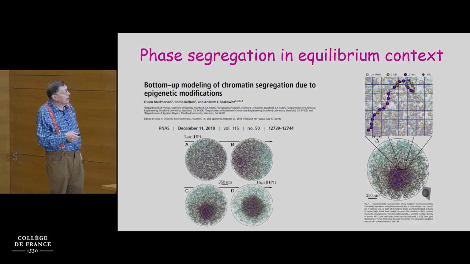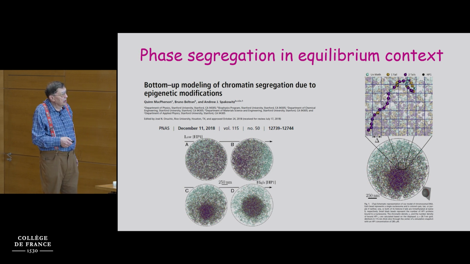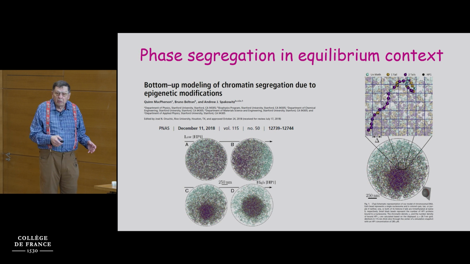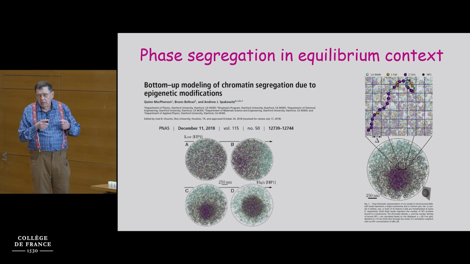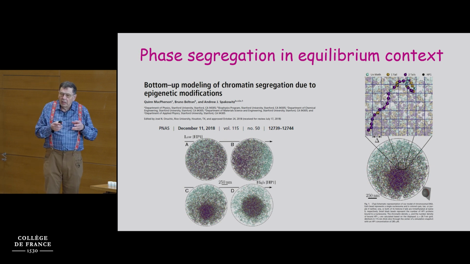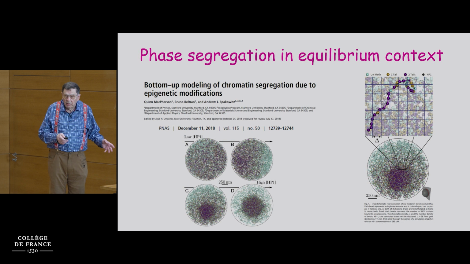So immediately, of course, people jumped on this bandwagon, and for instance, this is a paper from the group of Andrew Spakovitz at Stanford University. They simulated some sort of block copolymer model, and sure enough, assuming that there is some maybe epigenetic modification of some of the histones which make them attract more than others, you obtain some sort of phase separation. No surprise there.